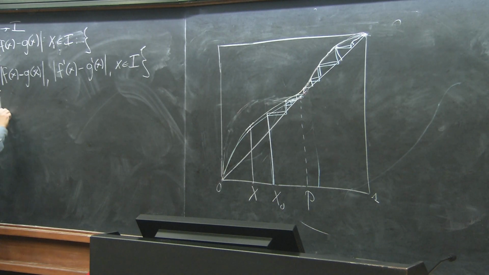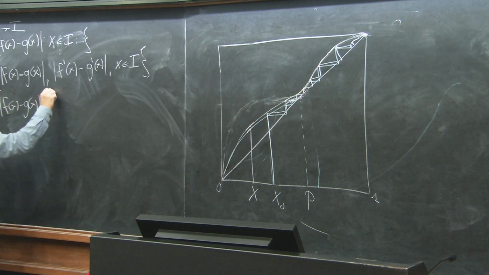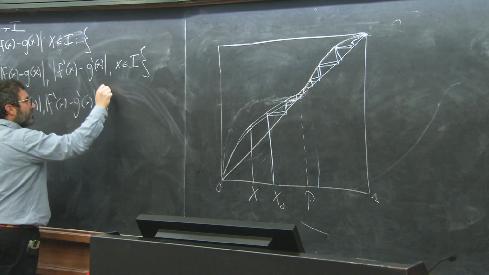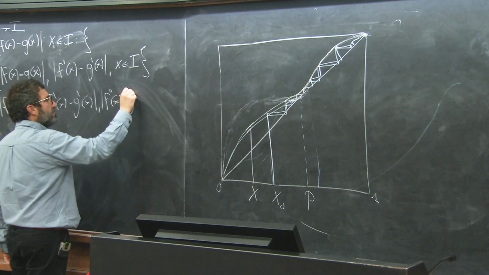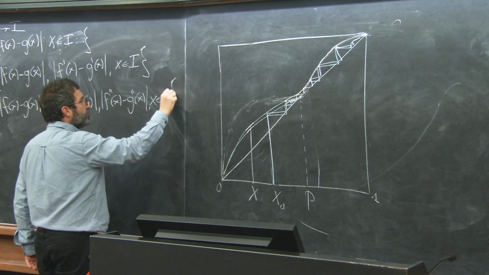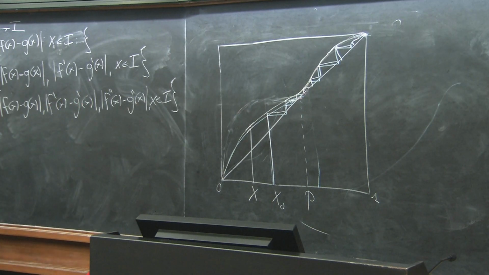equals the maximum of the absolute values of f of x minus g of x, f prime of x minus g prime of x, and f double prime of x minus g double prime of x, x in I. Okay, and I'm almost finished here, so I will leave it as an exercise to check that these are metrics. These are very significant metrics that we're going to use a lot.